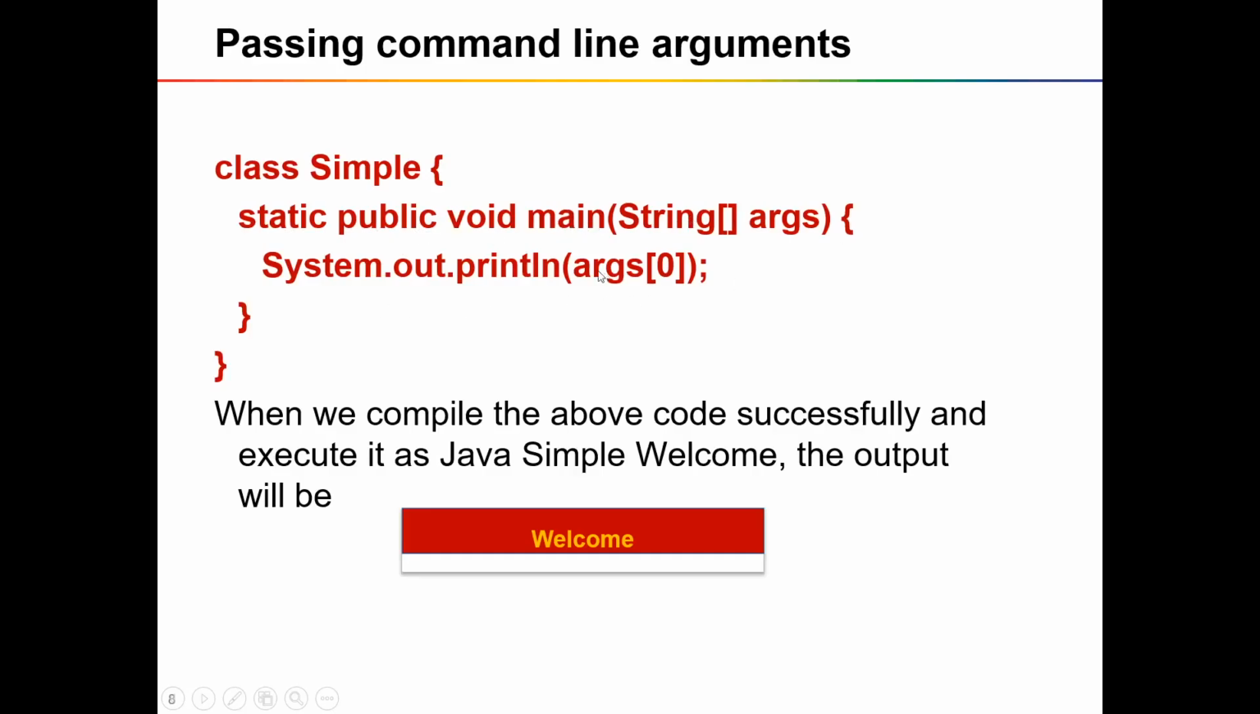And here inside the printer we are printing arguments of 0th index. So whenever you are printing arguments of 0, ensure that you are passing some value for arguments of 0. So for executing this file, we can use a command java, simple is a class name, then welcome is an argument. So the argument welcome is being stored in 0th index and which is getting printed on the console.